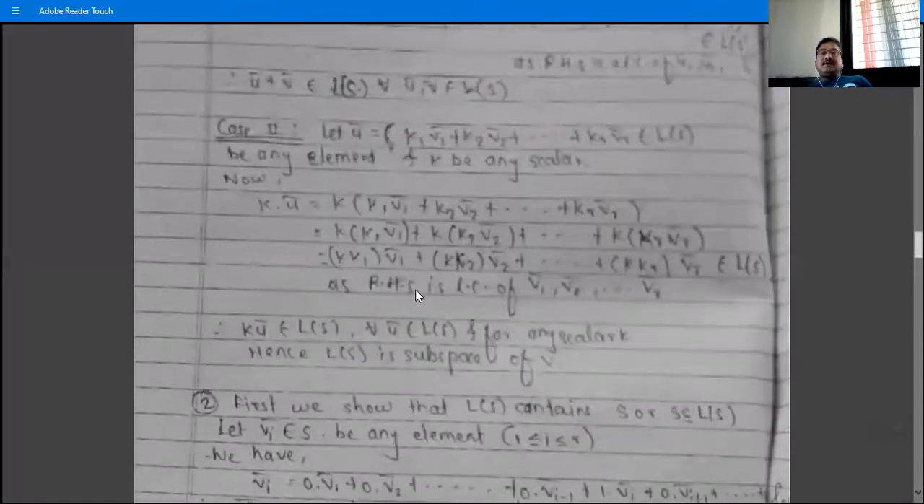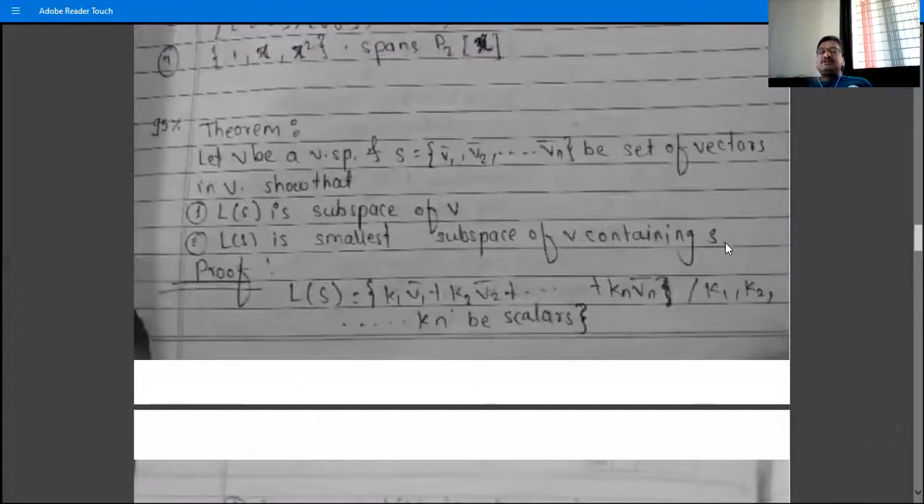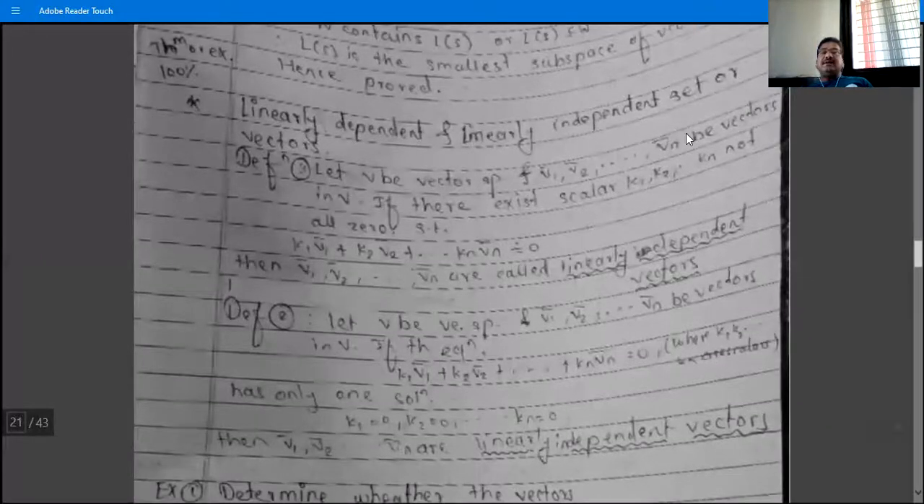As far as the exam is concerned, this theorem is important: LS is the smallest subspace of V containing S. And the next topic is linearly dependent and independent sets of vectors. We will see the definition and examples of linearly dependent and independent vectors or sets.